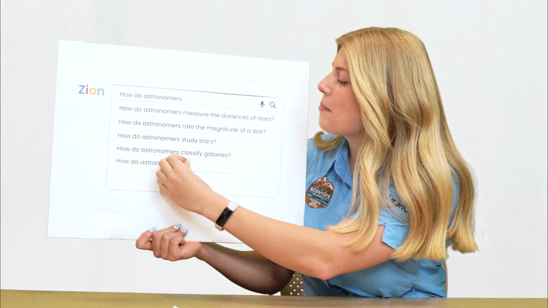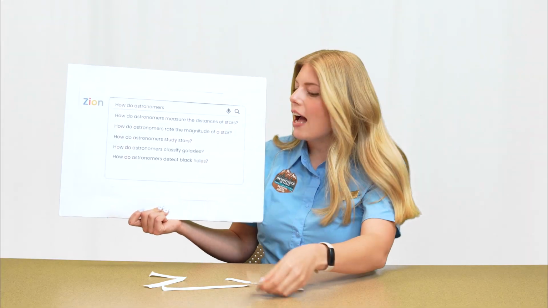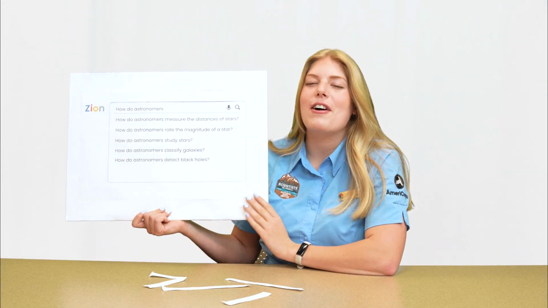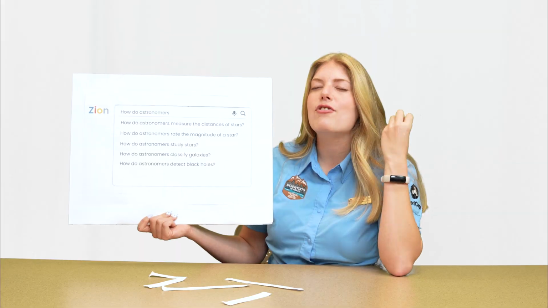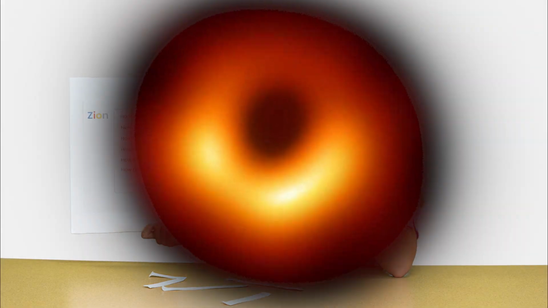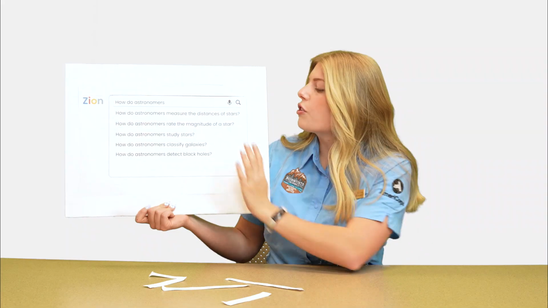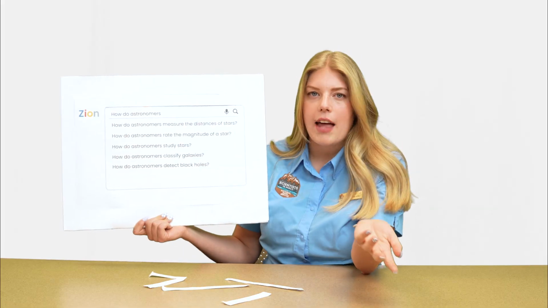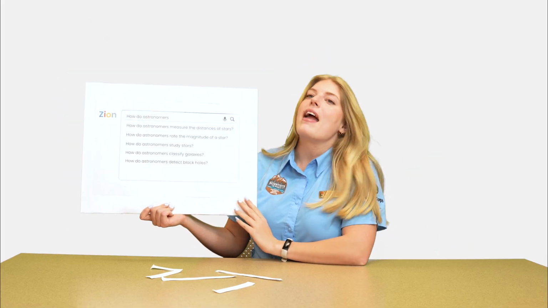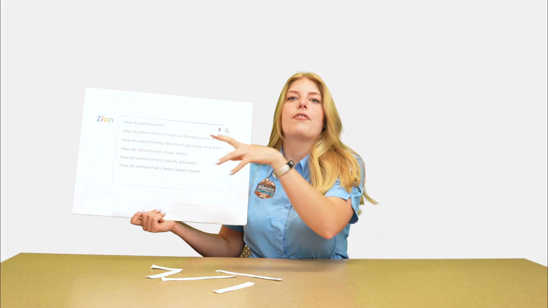How do astronomers detect black holes? So black holes are super cool. They have so much gravity, they're so dense that not even light can escape. So if we can't really see black holes, how do we figure out that they're there? The main way is by seeing how different objects react around a black hole.